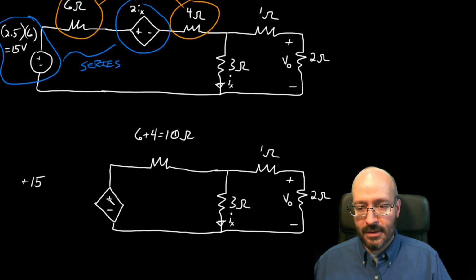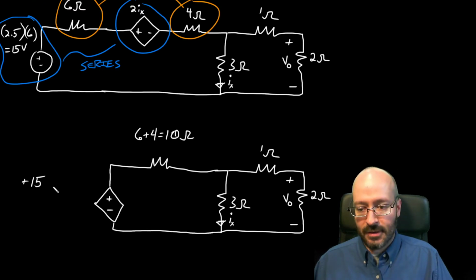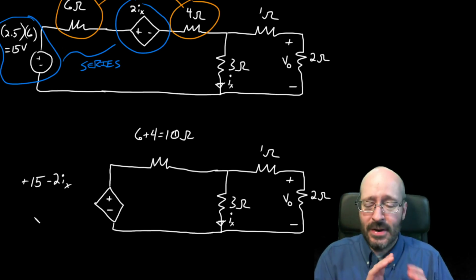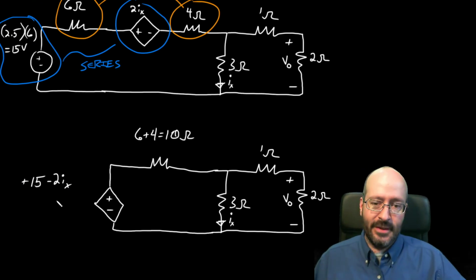Okay, and continuing to move in the clockwise direction, now I move down. So it's going to be 15 minus 2IX. Okay, and that's where it gets a little weird. I get these two individual terms. One of them is a constant, and one of them is a function of the control variable.